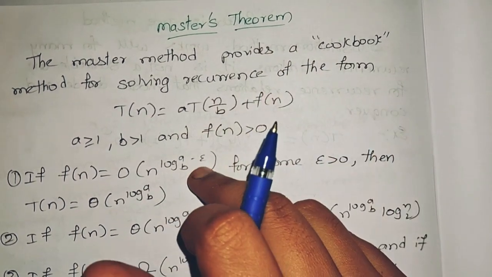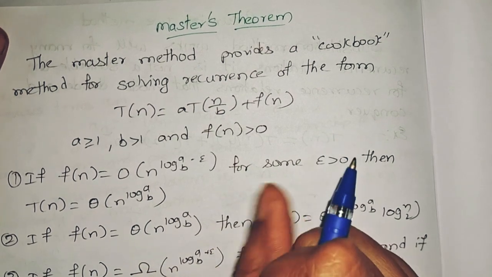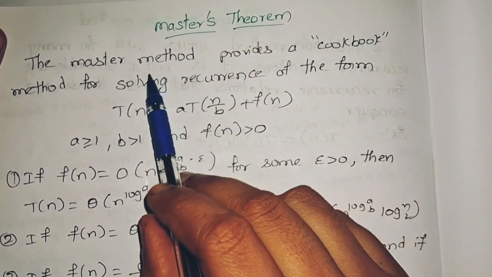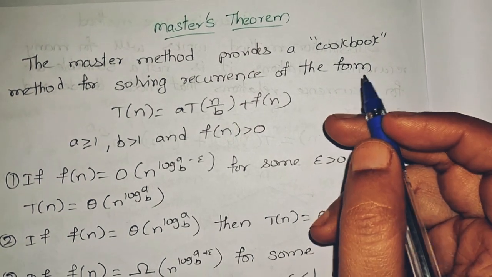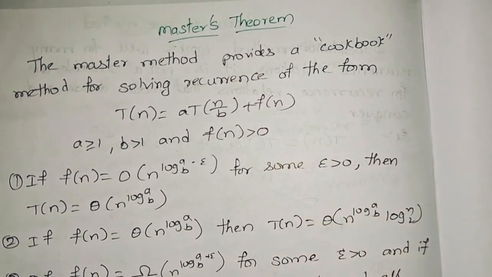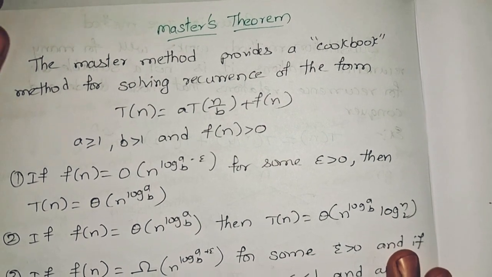In the last videos we have seen the substitution method and the recursion tree method. The master method is like a cookbook method. That means it provides direct formulas for a particular recurrence relation, so we can easily solve the recurrence relation here.